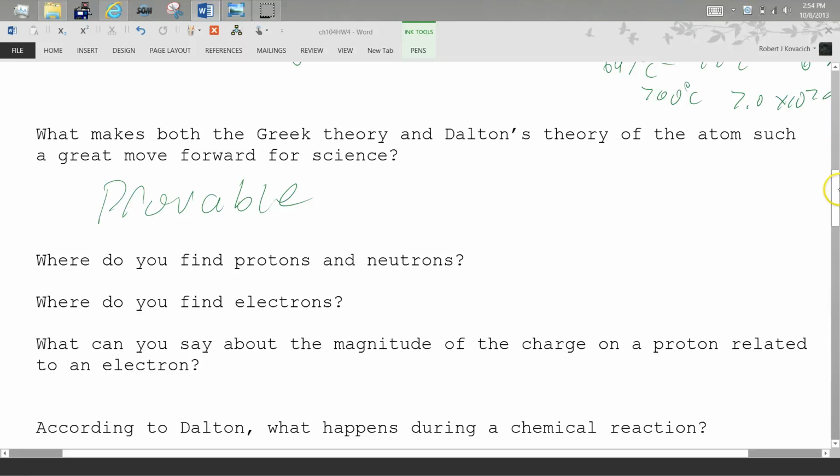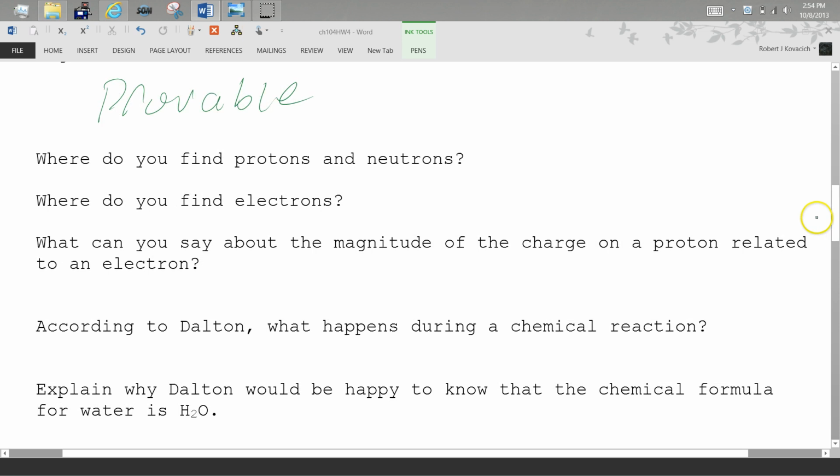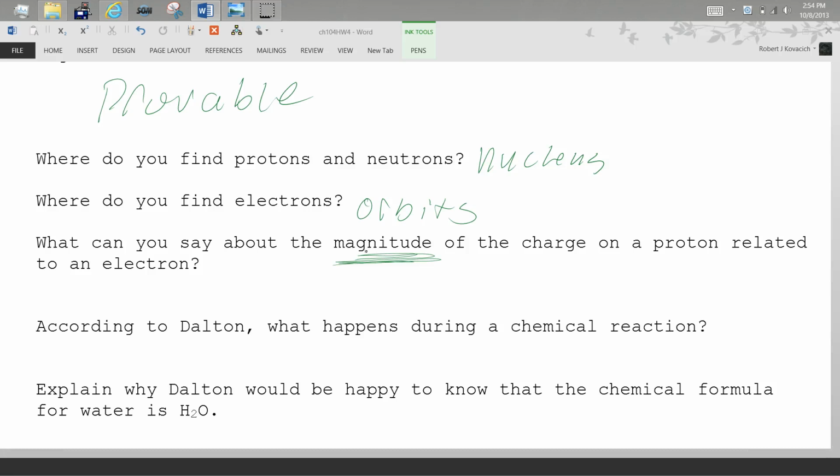Okay, neutrons, or protons, where do we find those things? These guys are in the nucleus, right? And the electrons? They're in orbits. Now, the key word to this next question is the magnitude. What can you say about the magnitude of the charge of the proton relative to the charge of an electron? They're equal to each other. The negativeness in an electron is equal to the positive in a proton. Even though the proton is massive compared to the electron, their charges are equal and opposite. The electron is -1 and the proton is +1. They cancel each other out.